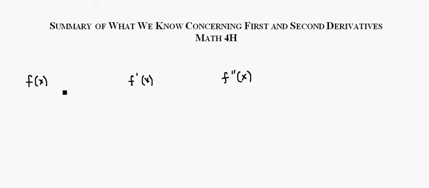Now each one of these is a function, so each one of them has a graph. Each one of them takes an input and gives us an output. Let's be clear about them, right? The second derivative is the first derivative of the first derivative, with all the rules that go along with that.